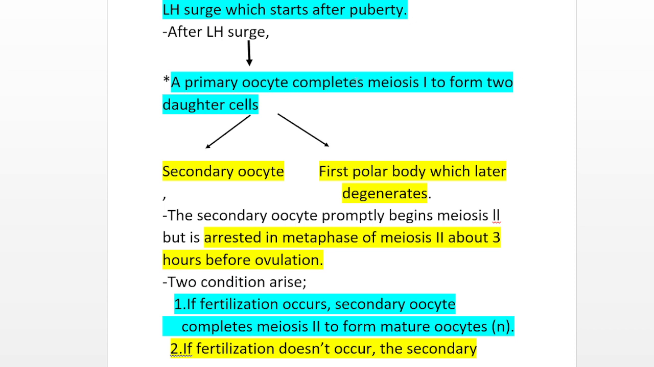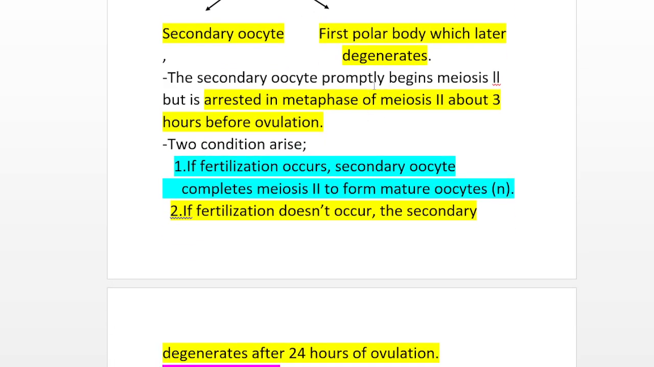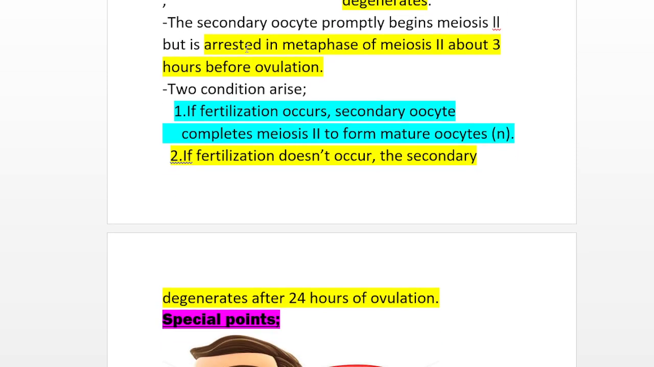After the LH surge, a primary oocyte completes meiosis I to form two daughter cells. The first is the secondary oocyte and the second is the first polar body, which later degenerates. The primary oocyte is diploid, while due to meiosis I the secondary oocyte is a haploid structure. This secondary oocyte promptly begins meiosis II, which is similar to mitosis, but is arrested at metaphase about 3 hours before ovulation.